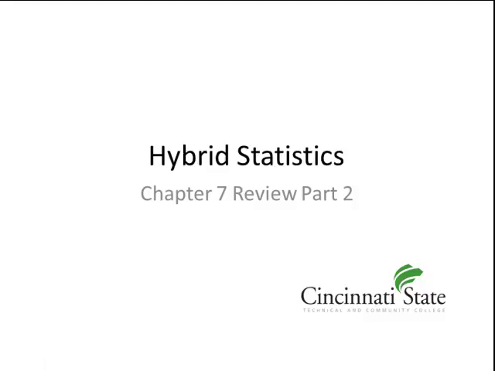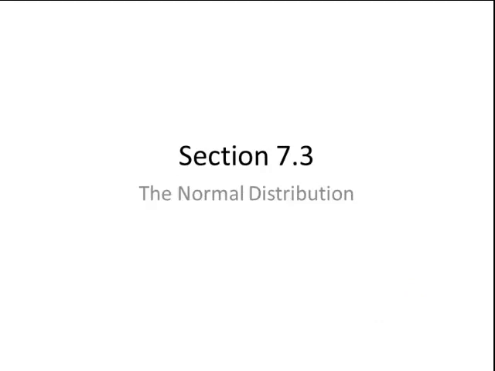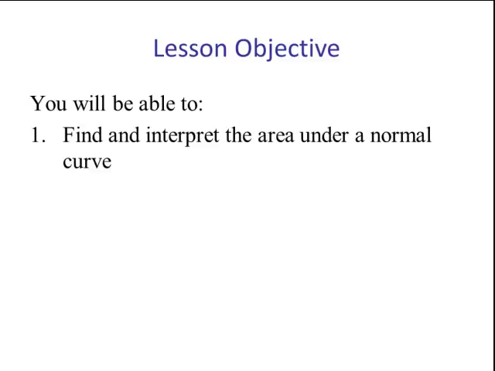Chapter 7, Review Part 2. Section 7.3, the normal distribution. Lesson objective: find and interpret the area under a normal curve.